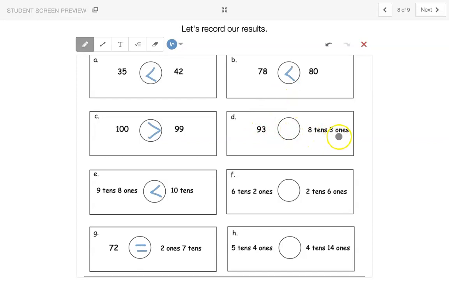93 and 8 tens and 3 ones. 93 is definitely greater than 8 tens and 3 ones. 6 tens, 2 ones. 62, 2 tens and 6 ones. Definitely 6 tens is 62 over here, 26 over here. 6 tens, 2 ones is greater. Last is 54. Ooh, this is the one that we remember. It's the tricky one, right? This is 54, but this is 40 plus 14, which is 54. So they equal each other.